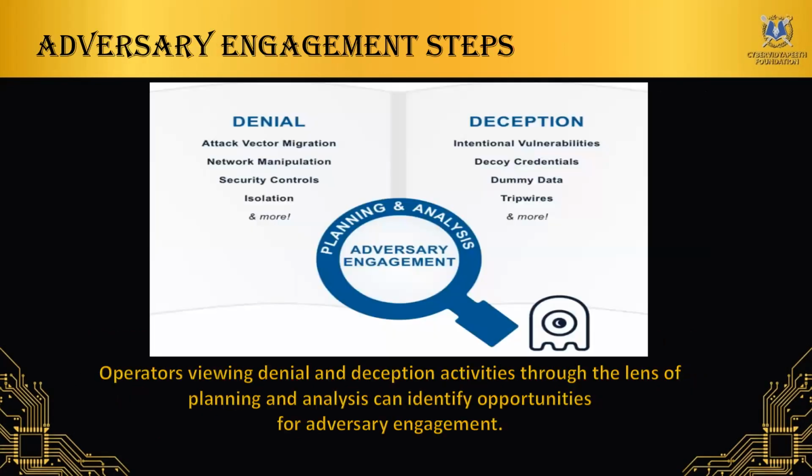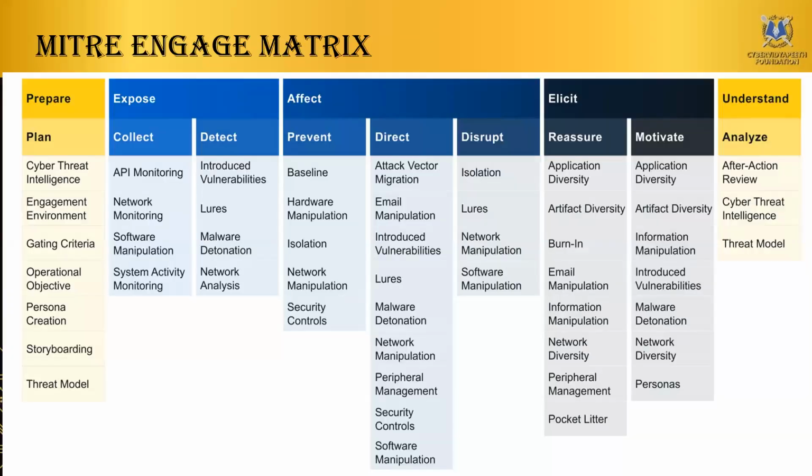Then we talked about adversary engagement steps, denials and deceptions. Denials are being used by organizations almost every now and then. I think it's time to embed deception as one of the opportunity areas. But when you use denial and deception together, adversary engagement becomes a very effective journey. Then we talked about Mitre Engage metrics, and we talked about the first two. We didn't talk about the bottom one.